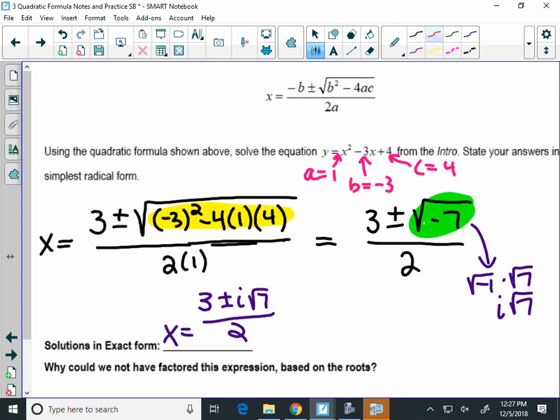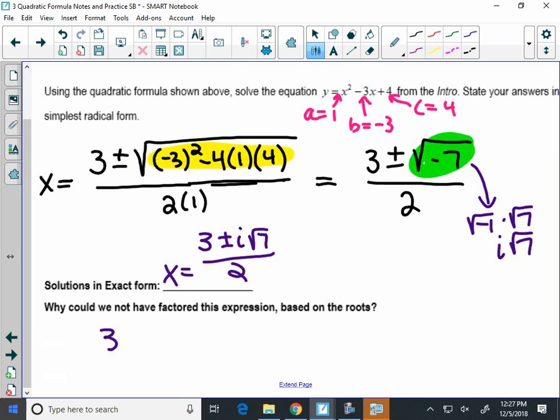How many answers do I actually have here? I actually have 2, right? I have 2 answers. I have 3 plus i radical 7 over 2. That's one number. I know it looks like a lot, but it's one number. And I have the solution 3 minus i radical 7 over 2. That's the second number. Now, are those real, or are those rational, irrational, or imaginary? They're imaginary. So could you have factored this original quadratic? No. So no, you could not have factored this because those are not rational roots.